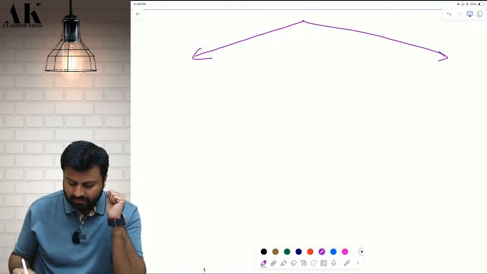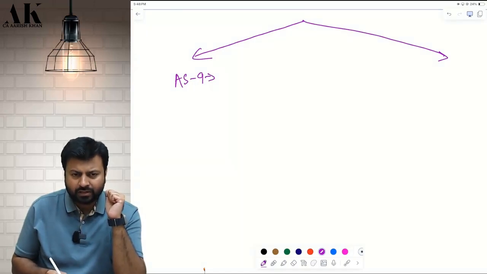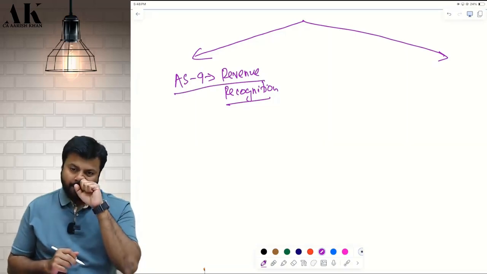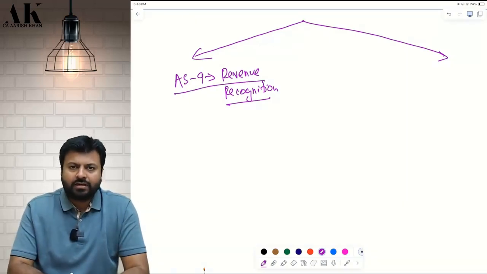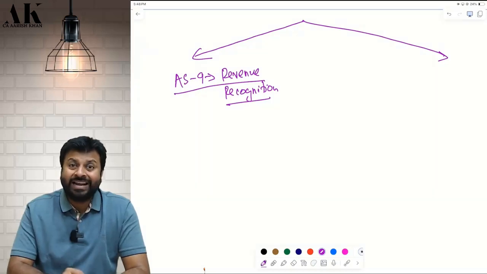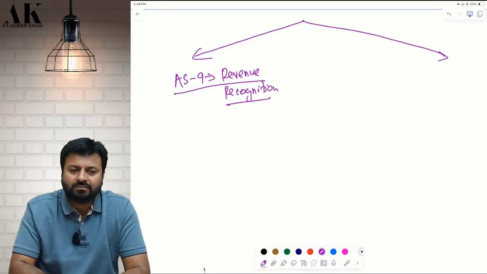Now, there is one accounting standard, AS9. Everybody might be knowing that. What is that AS9 accounting standard? What does it talk about? Revenue recognition. Now, what does the revenue recognition accounting standard say? It says that revenue should not be recognized in the books of accounts unless there is a reasonable certainty that you will receive it. Agreed or not? Unless there is certainty that you will receive it.